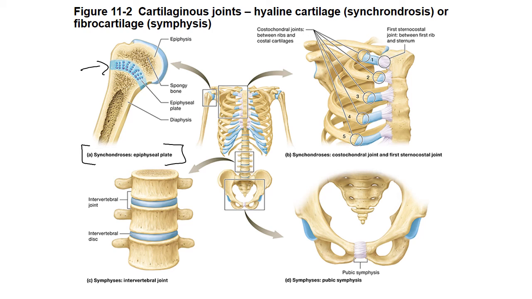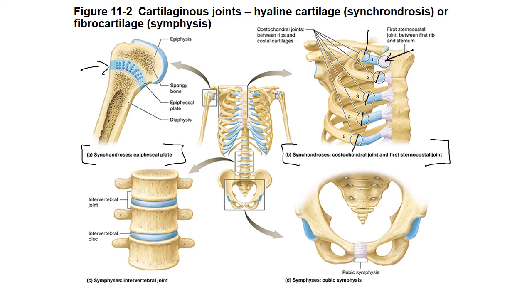Then we have, let's go to B, so a synchondrosis. Places you find that would be the costochondral joint, the first sternocostal joint. So these joints right here, and here, and here, and here, and here, those are all the costochondral joints, meaning the joint between the ribs and the costal cartilage. And then the first sternocostal joint there is also a synchondrosis. So that's a type of cartilaginous joint.